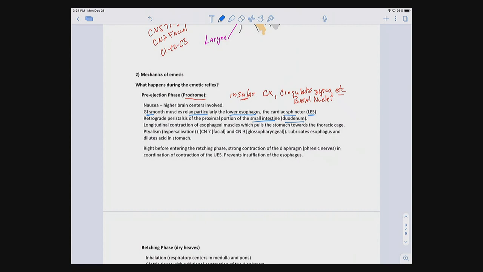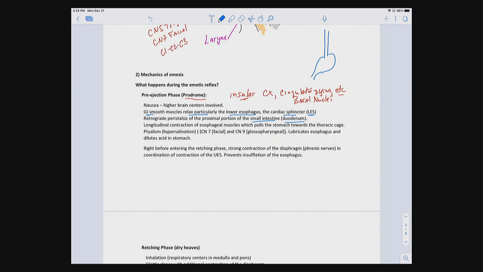Another thing that's going to happen is you're going to have longitudinal contraction of the esophageal muscles, which actually will pull the stomach towards the thoracic cage. So if you can imagine, again, we have an esophagus. Well, I'll just go ahead and move this over here. And let's just say esophagus, and then we'll have our stomach here, something like that. So you have two types of arrangements of the esophagus.